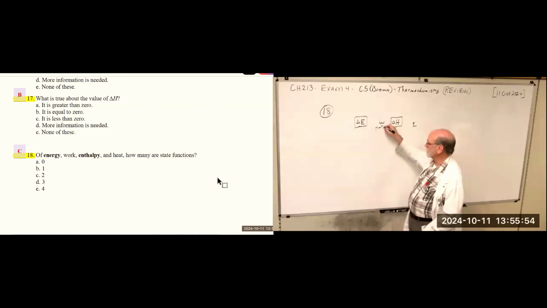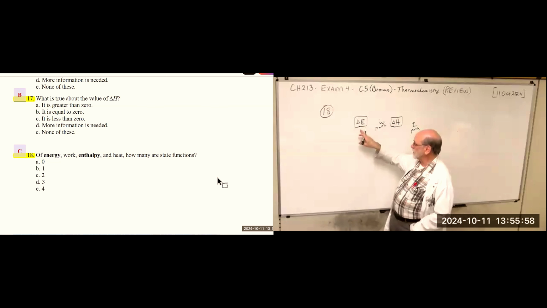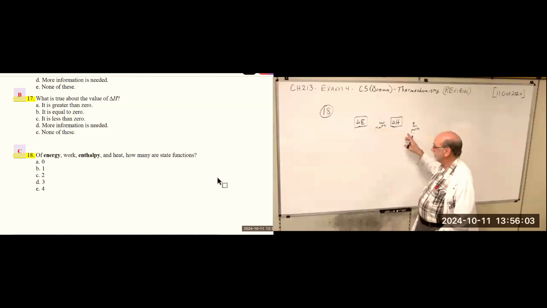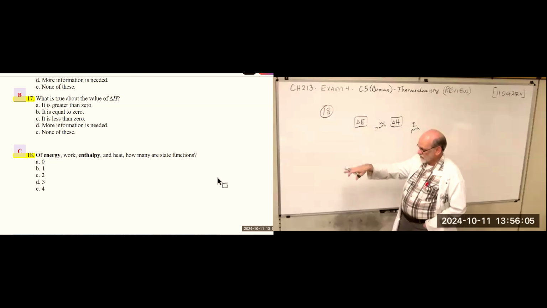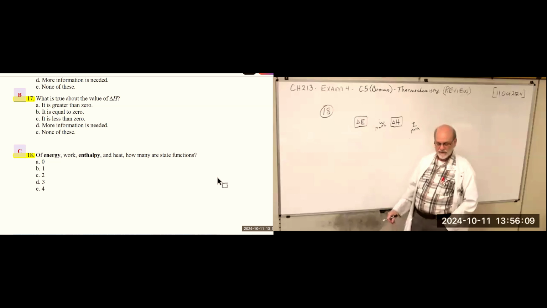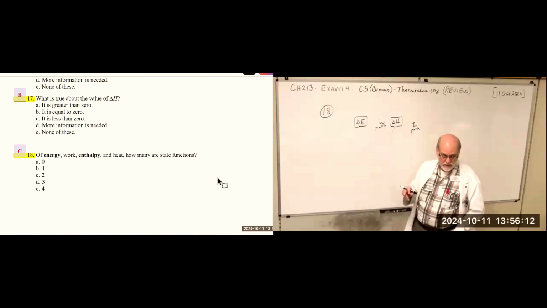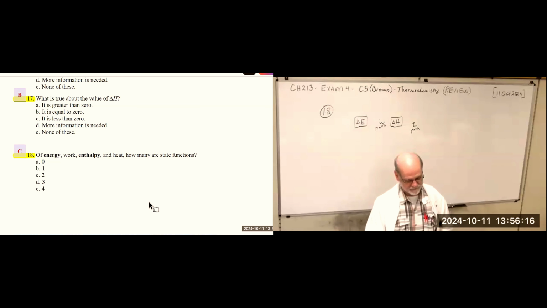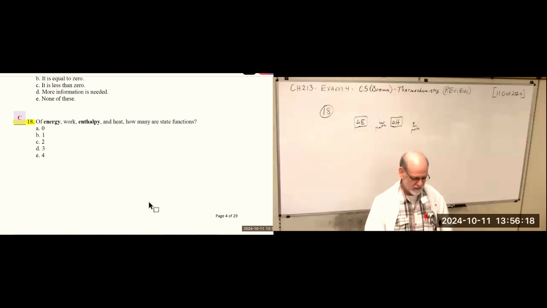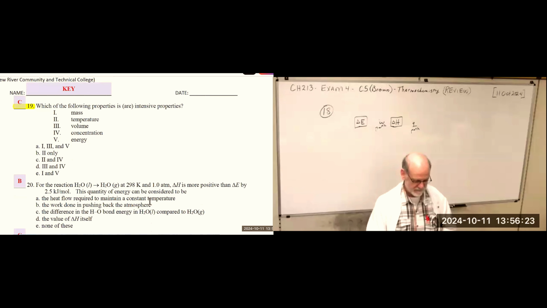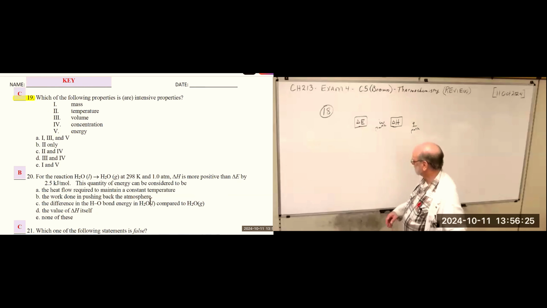These are both path functions, which simply means that all you need to know for this one is the conditions. Doesn't matter how it got there. You know beginning and ending, and whatever happens in between doesn't matter. Whereas work and heat, it does matter the path that was taken to get there. Okay, so the answer's 2. Only 2 of them are state functions. 19.